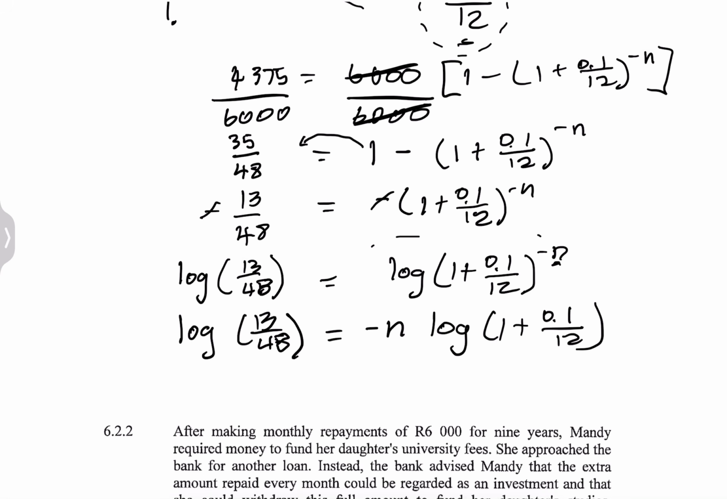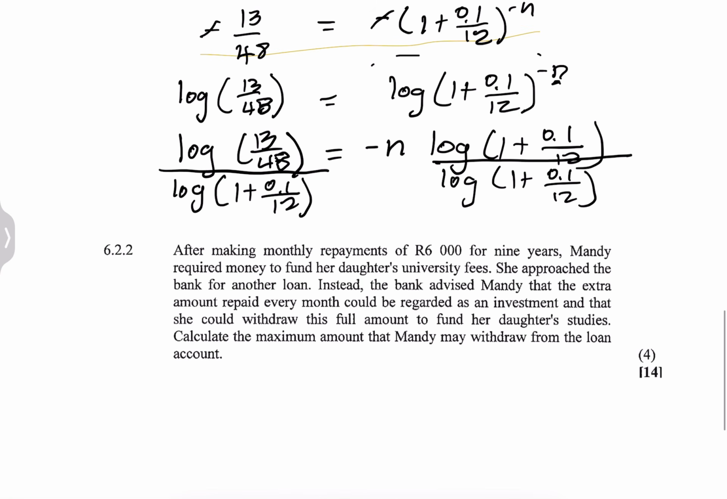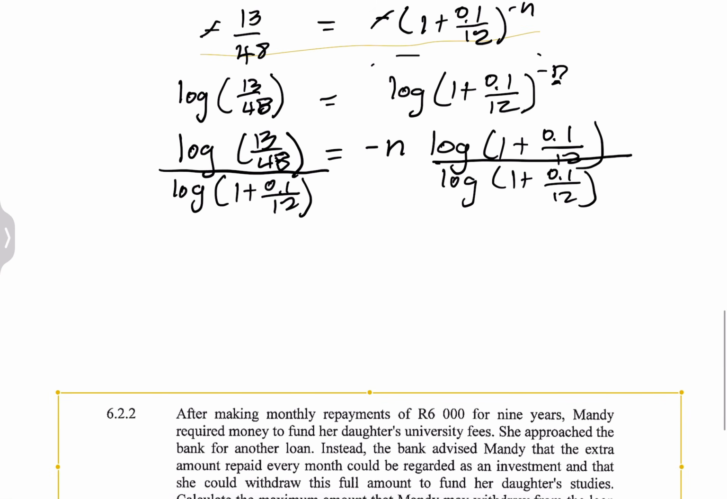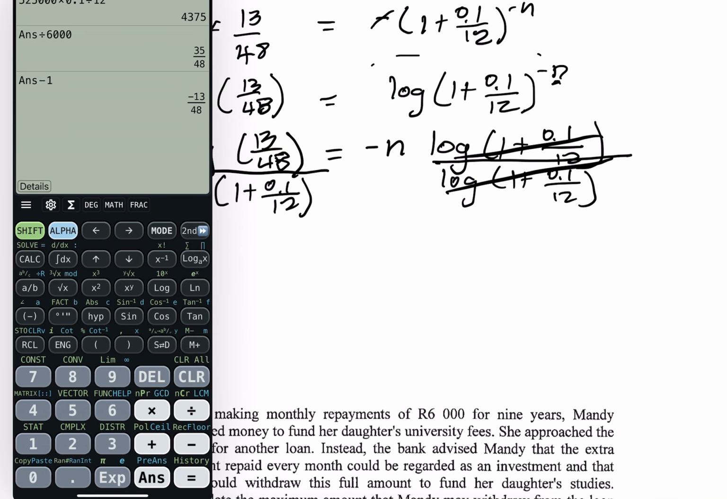Now, all I'm going to do, ladies and gents, is divide both sides by the log of 1 plus 0.1 over 12. I'm going to do the same here, the log of 1 plus 0.1 over 12. I would not advise you to write all of this down. I would expect you to do it on the calculator. I would have done so, but I thought it's better that I take you through it.